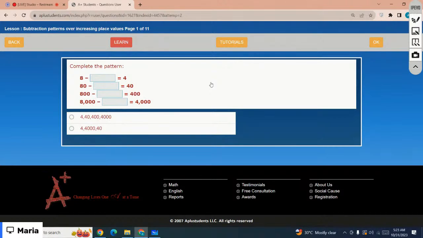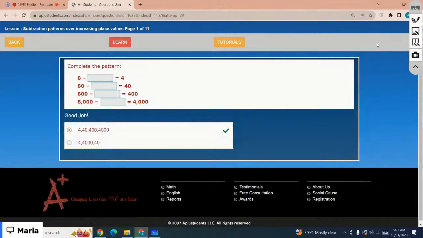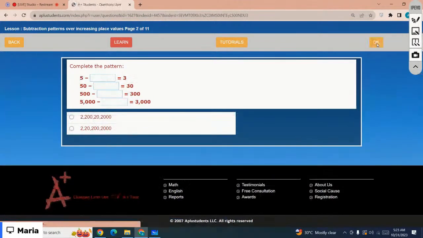Yes, the correct option is option number one. It is 4, 40, 400, and 4,000. Basically, just their place values are increasing, the numbers are exactly same, right? Okay, 5 minus missing number equals 3, 50 minus missing number 30, 500 minus missing number 300, then 5,000 minus missing number equals 3,000. So, which numbers are missing?